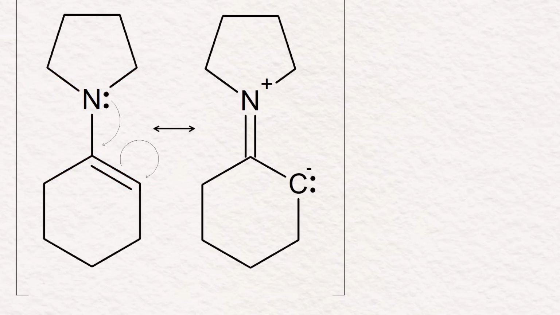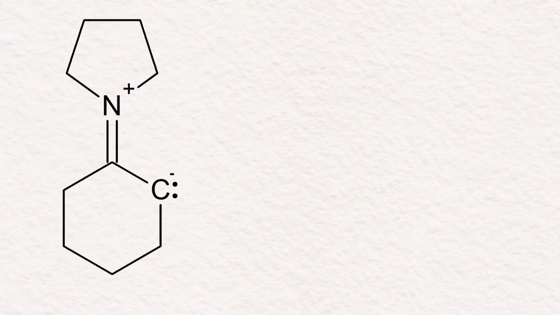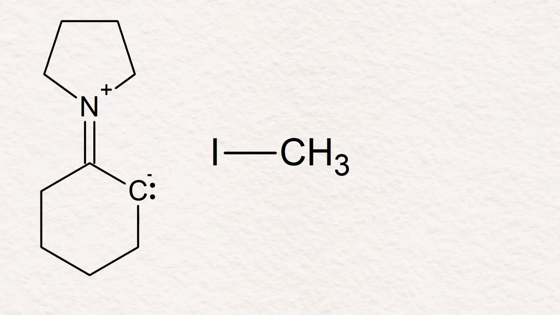Since the enamine has resonance, meaning it switches back and forth between structures, one of the two structures reveals that the carbon is strongly nucleophilic, evident by the lone electron pair on that carbon. Because this carbon is nucleophilic, it can attack an electrophilic compound, in this case methyl iodide.